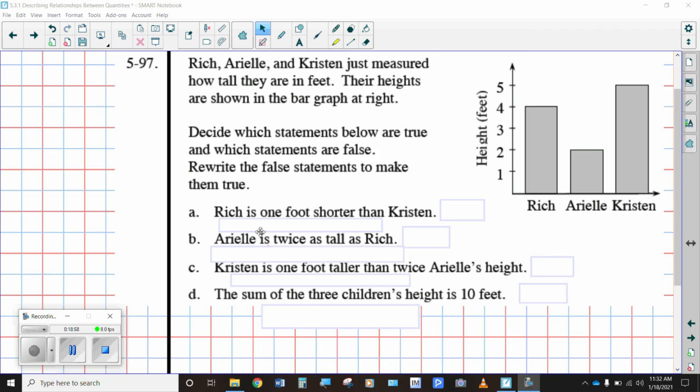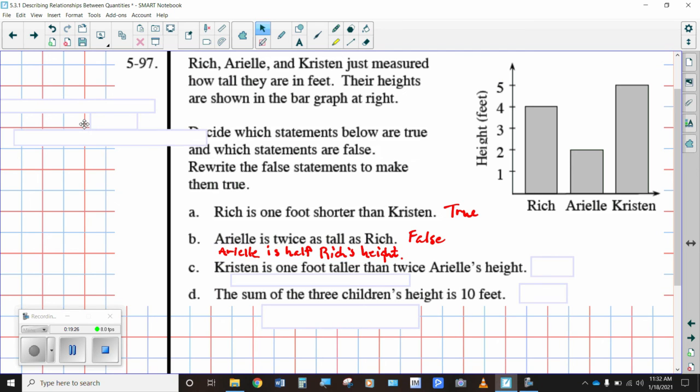All right, let's take a look at this. Rich appears to be 4 feet tall, and Kristen appears to be 5 feet tall. So is Rich 1 foot shorter than Kristen? Yes, he is. That is a true statement, so there's no reason to make any correction there. Ariel is twice as tall as Rich. Is she twice as tall? No, she's shorter. That's a false statement. What it should say is she is half as tall as Rich, or Rich is twice as tall as Ariel. Either one of those would be true statements.